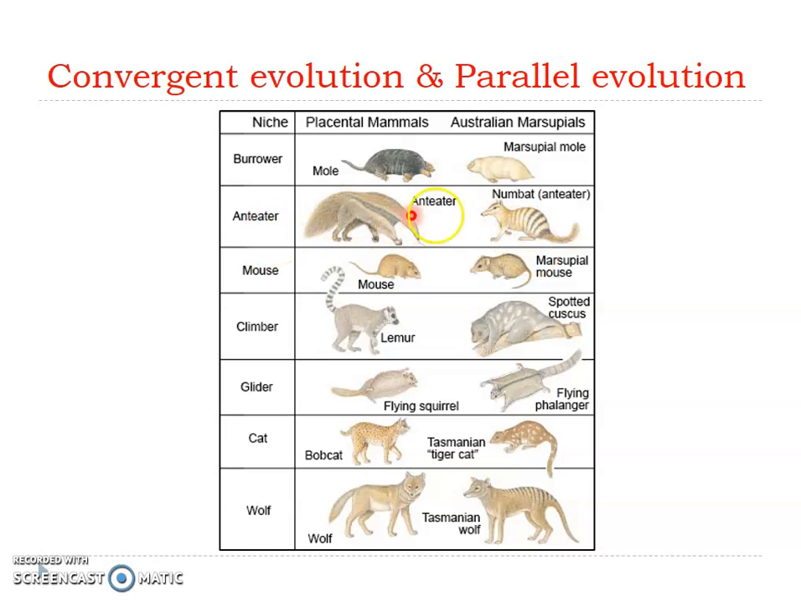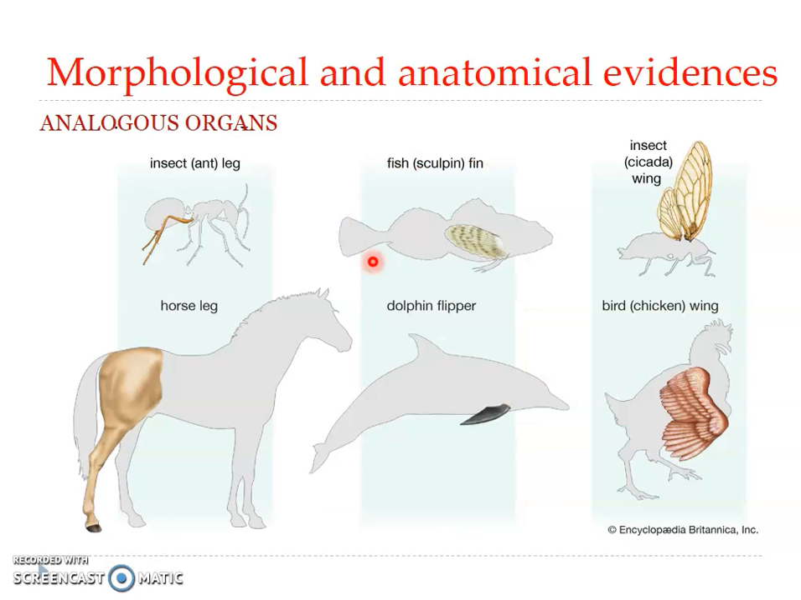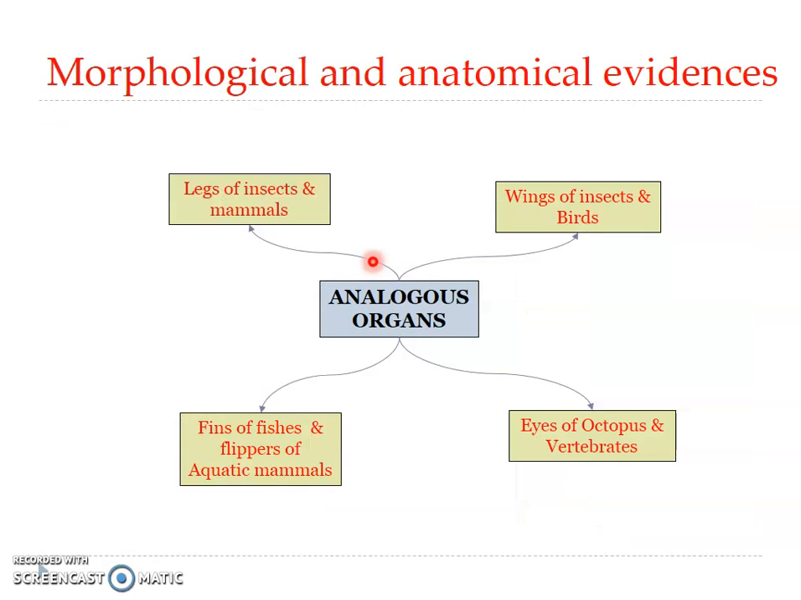Here you can see these two are anteaters, but one is a placental, another is a marsupial. Like the marsupial mouse and the normal one. Then gliders: the flying phalanger is a marsupial, while the flying squirrel is a normal placental mammal. So for each kind of habitat, these two different groups of organisms have developed similar kinds of adaptations to suit their way of life. Okay, this kind of evolution is known as parallelism or parallel evolution. So I hope it is clear. Okay, this is also a feature under morphological and anatomical evidences of organic evolution. Fine.